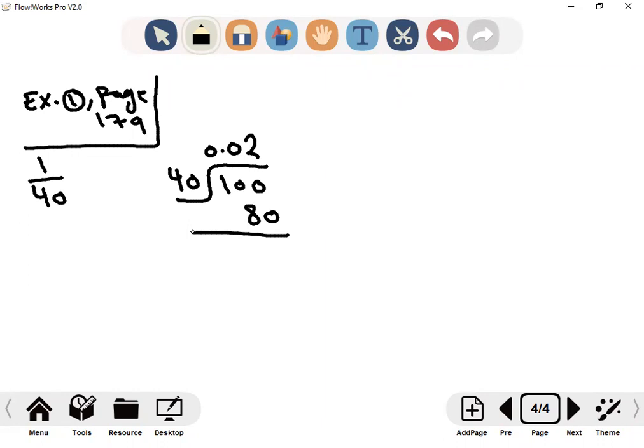Okay, 100 minus 80 is 20. No need to do all of that kids' stuff. So here what we have is 20. But can the 20 be divided by 40? We don't stop here. We need to continue. The 20 cannot be divided by 40.